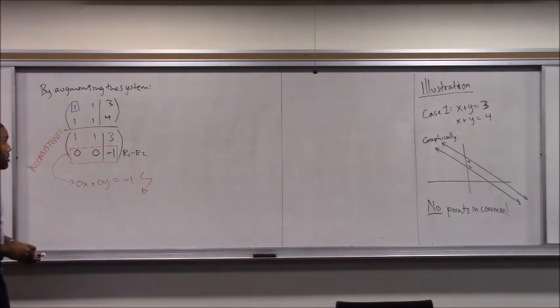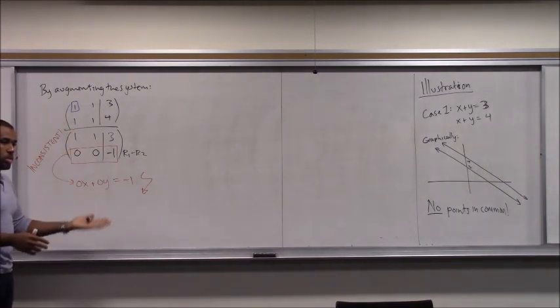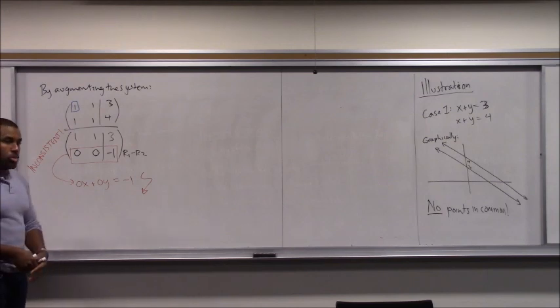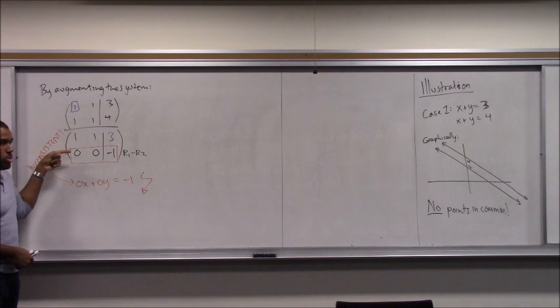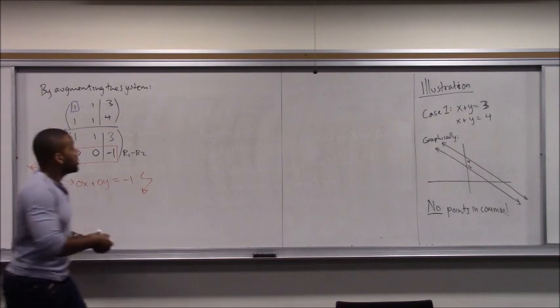And believe it or not, in every possible situation where you do not have a solution, something like that is going to show up when you start finding the reduced or echelon form. That's always going to happen. Okay? So that's how you can tell.